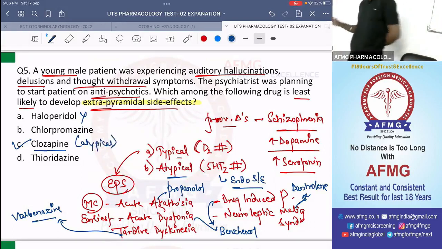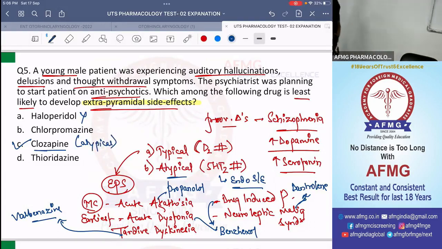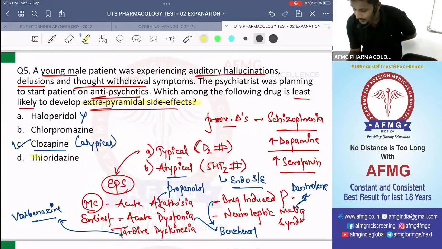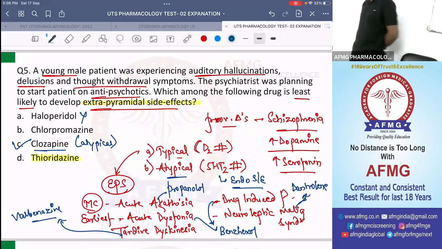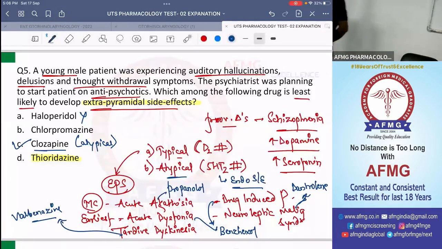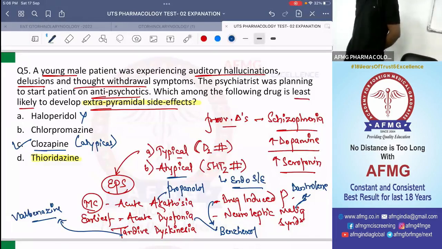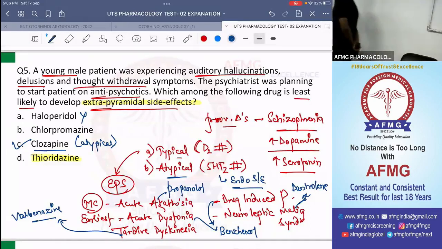Okay. And if they ask you, among the typical antipsychotics, which of the following drugs has the least chances of developing EPS? Among the typical ones, it is thioridazine because it is a weak D2 antagonist. Okay. Among typical, thioridazine. Overall, any atypical antipsychotic just like clozapine. No issues with anybody?